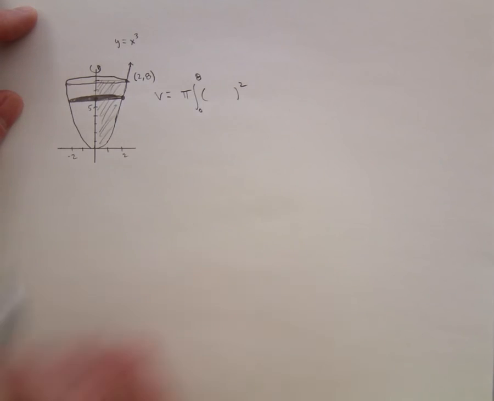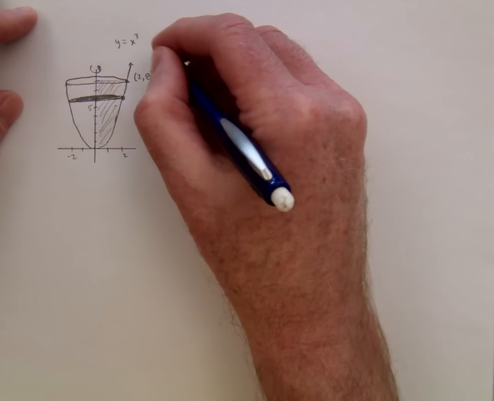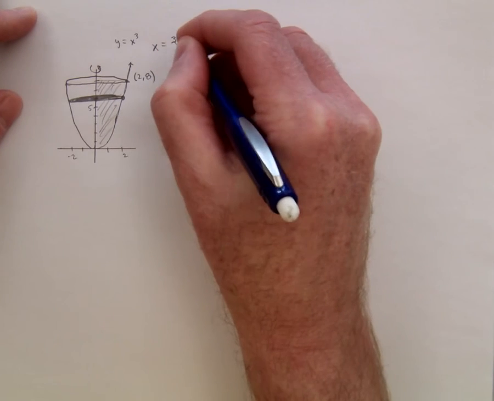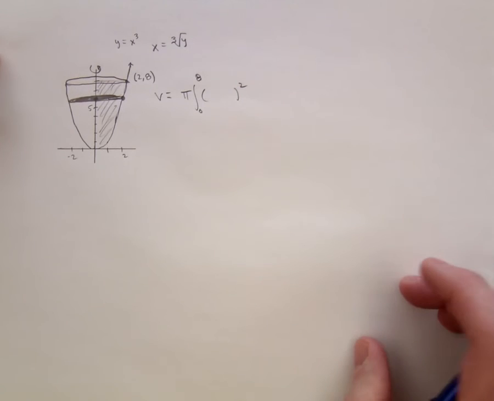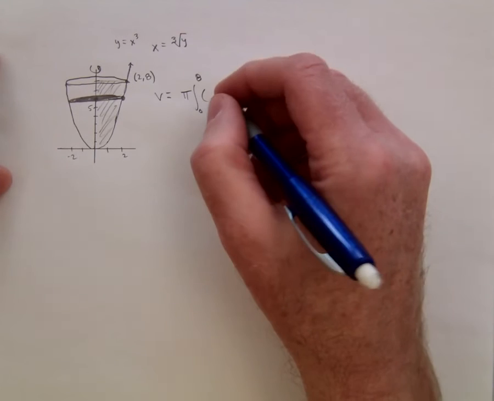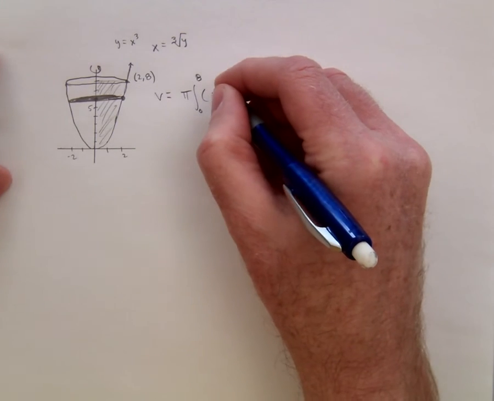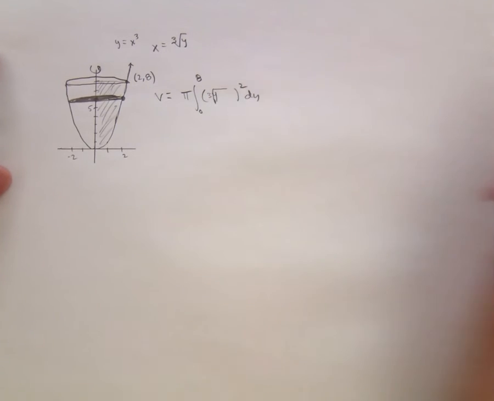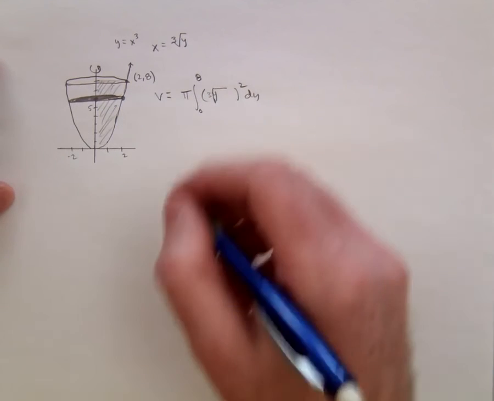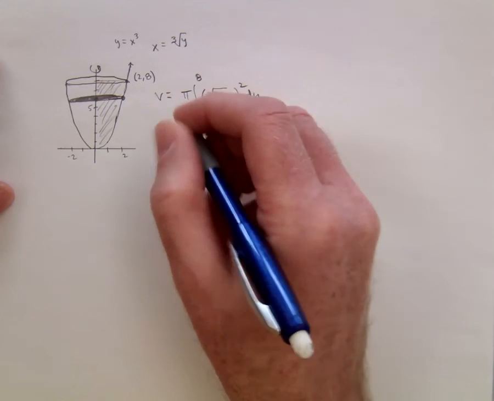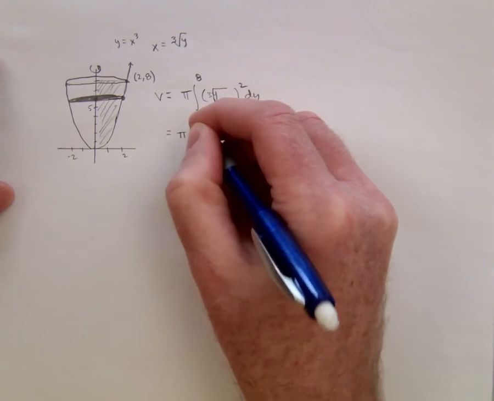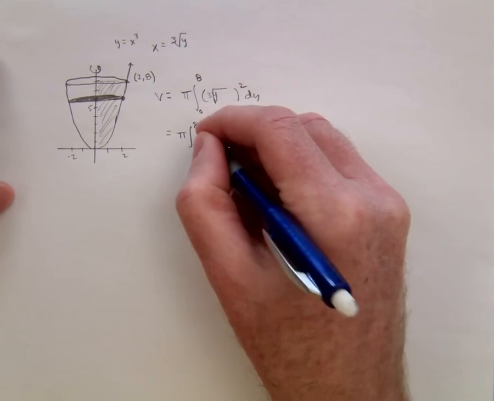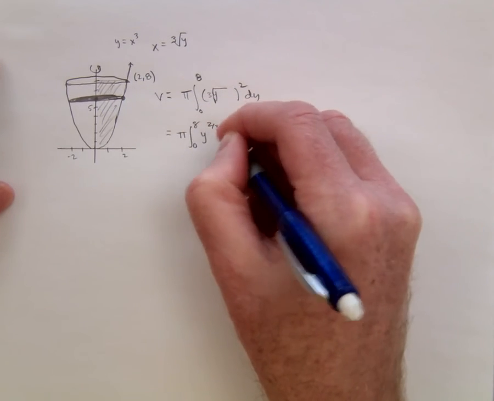And so we'll need to say that if y equals x cubed, x is the cube root of y. And so that's going to be the radius. And our integration is going to be dy, because y is the variable of integration. So this is pi times the integral from 0 to 8. Let's nicen this up a little bit. This is y to the 2/3 dy.